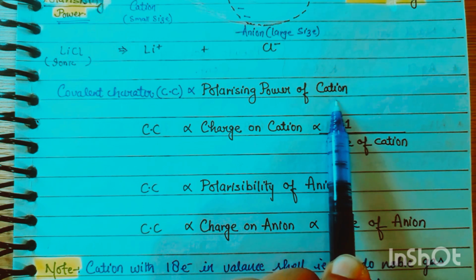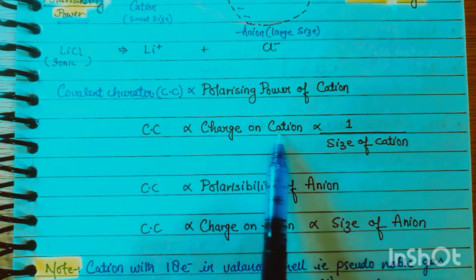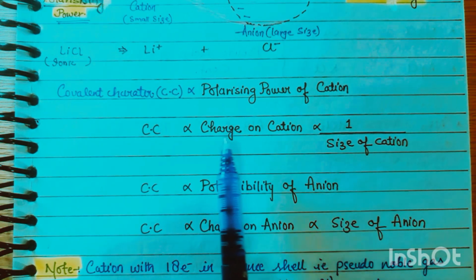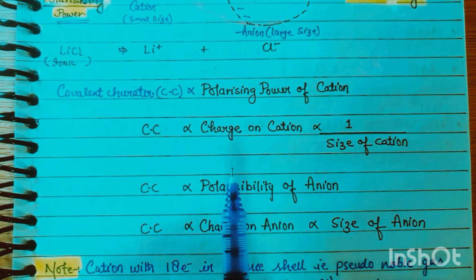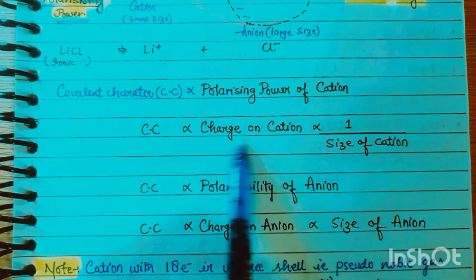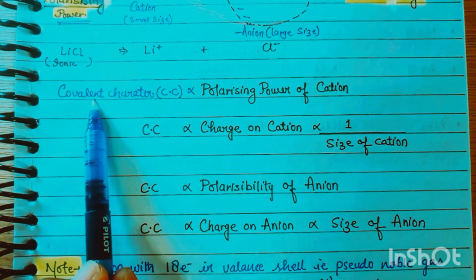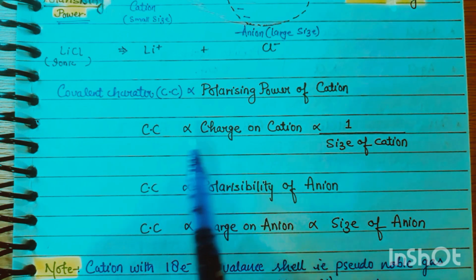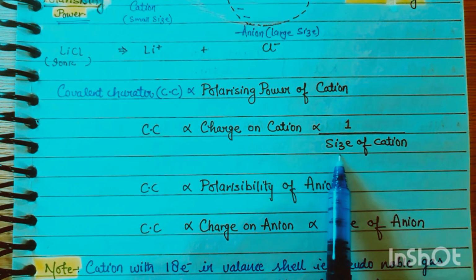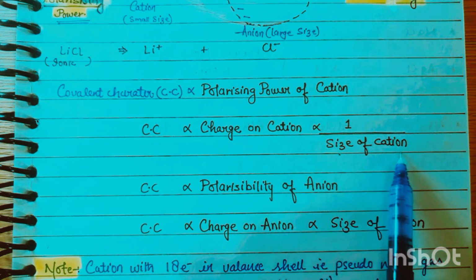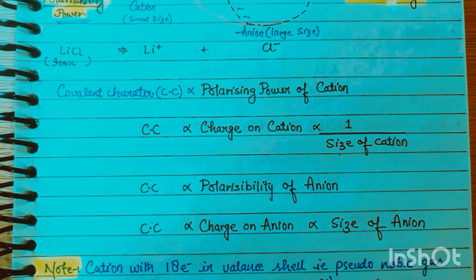This polarizing power of the cation is related to the charge of the cation. It means the more the charge on the cation, the more will be the polarizing power. If a cation has +2 charge and another cation has +3 charge, then the cation having +3 charge will have more covalent character. Covalent character is directly proportional to the charge on the cation, but my dear student, it is inversely proportional to the size of the cation. If the size increases, then the charge density will decrease.